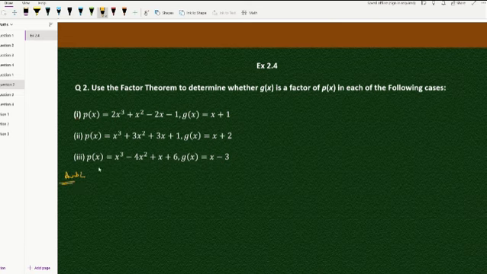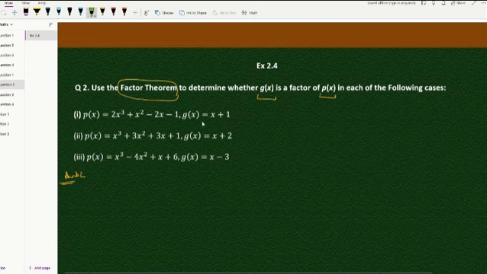It is asking, use the factor theorem to determine whether g(x) is a factor of p(x). So here we have got our g(x) and this is our p(x). We have to find whether this g(x) is a factor of p(x). For this we need to understand the very simple factor theorem firstly.